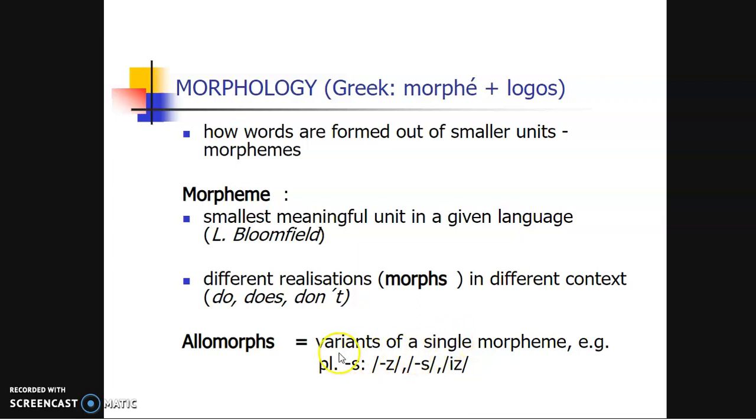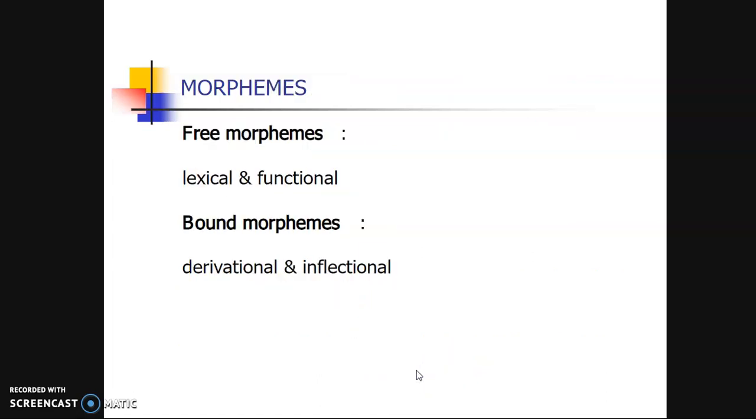Morphology: how words are formed out of smaller units, morphemes. Morpheme will be the smallest meaningful unit in a given language. Also, the different realizations, morphs, in different contexts. Do, does, don't. And the allomorphs will be variants of a single morpheme. For example, a, the, as, is, will be.